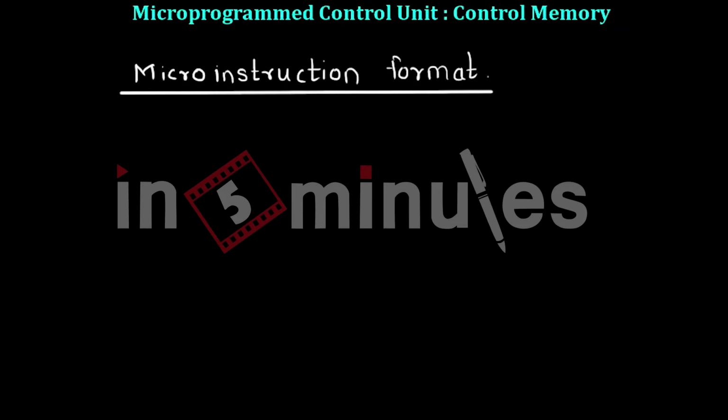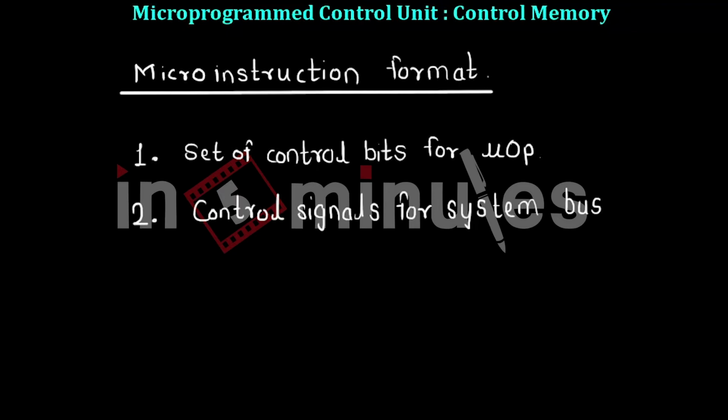We know that a micro instruction describes the micro operation to be performed and generates the control signals regarding that micro operation. So the information it has to convey is the set of control bits required for the particular micro operation. Then the control signals for the system bus, that is, the read and write signals for external devices such as external memory or input output devices.